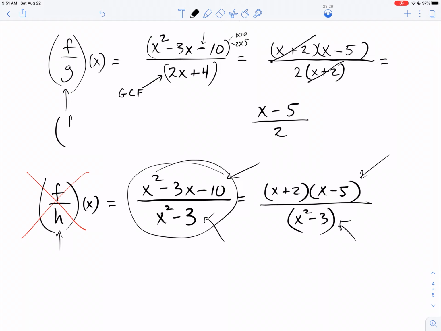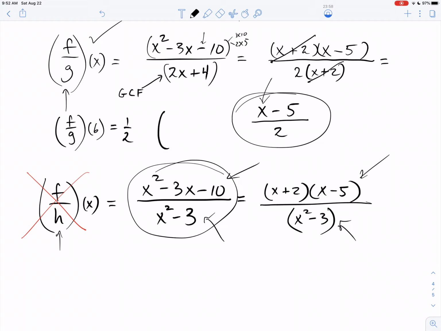What if I gave you f of g of, something like 6? That would be a pretty easy question, because you just wrote this function. And guess what? It'd be so easy to plug a 6 in right there. 6 minus 5 is 1. 1/2. My answer would be 1/2. Okay? That's easy peasy.